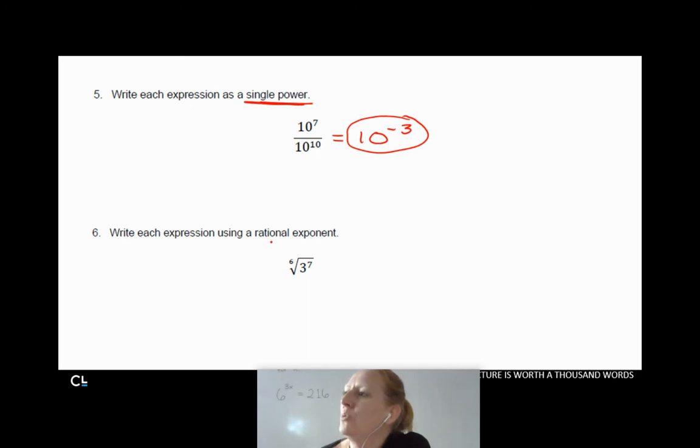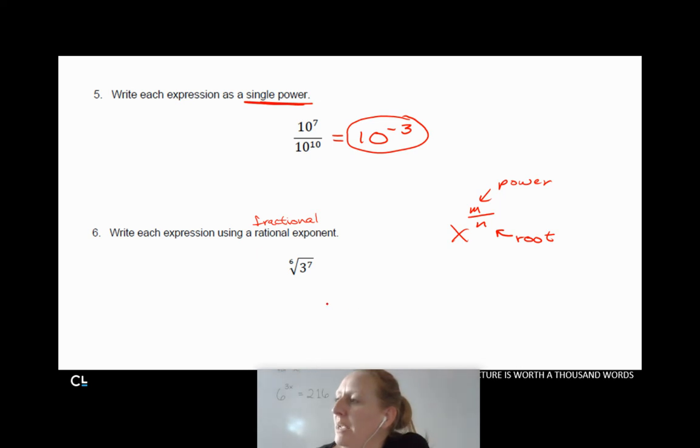This is asking us to rewrite the expression using a rational exponent. You could even think of it as a fractional exponent. Maybe that'd be an easier way of thinking of it. You remember the deal that if I have something to the m over n power, this is your power and the one on the bottom is your root. Do you remember that? The top is the power, the bottom is the root.